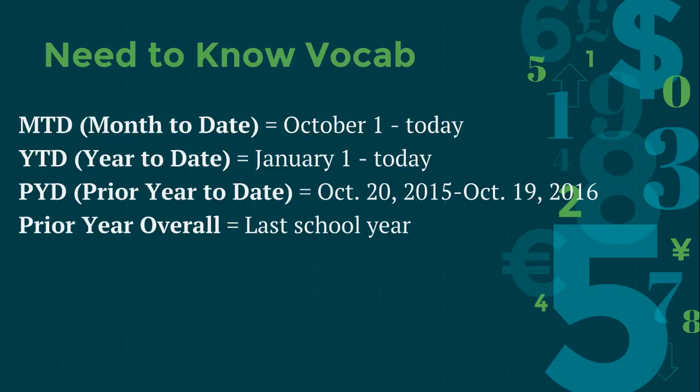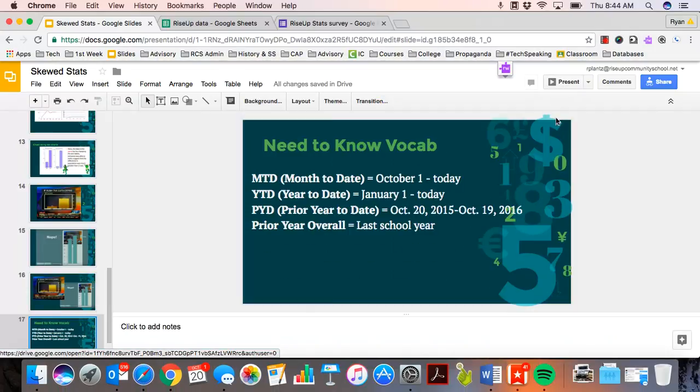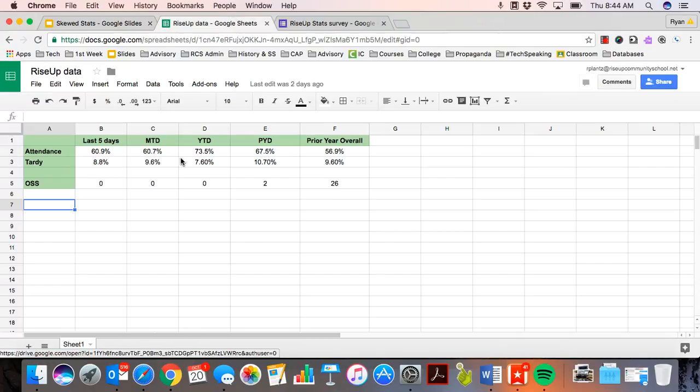And then the last abbreviation that you'll see is prior year, and that's just the last school year. So year 1 of Rise Up, not including this year. So you can see how you get different numbers when you're looking at all of these. What you could do is cherry pick or choose the ones that are going to be most dramatic if you want to compare.